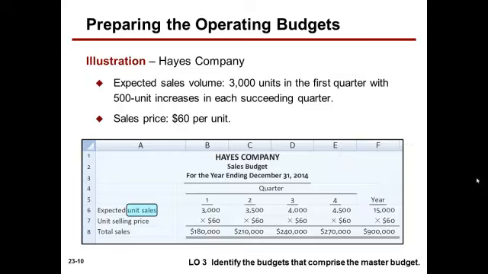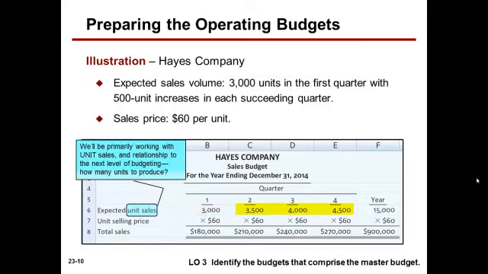We saw this sales example from a previous talk. For Hayes Company, our expected sales volumes are 3,000 units per quarter, increasing 500 units each quarter. Sales price $60 per unit. We'll primarily be working with the unit sales and its relationship to the next level of budgeting. In other words, how many units to produce to support this projected sales.